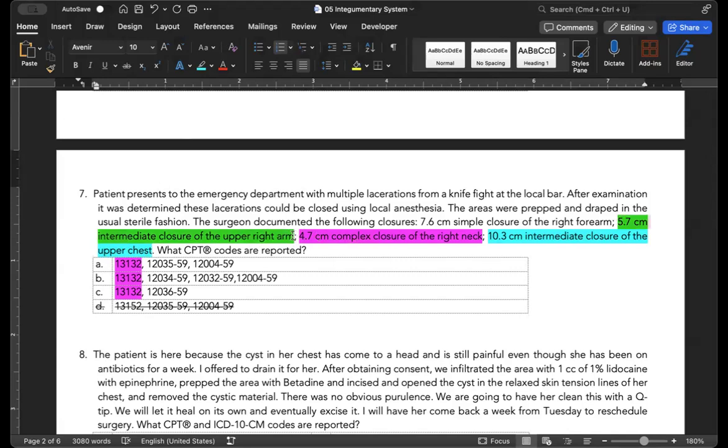So technically, we should add these together because they are the same anatomic grouping at the same level of complexity. So they are intermediate closures and the same anatomic grouping. So we have to add the 10.3 and the 5.7. So how many total centimeters for that anatomic grouping for the intermediate repairs do we have? Total centimeters, 16. Yep. So if we have 16 centimeters, it's going to be your 12035.